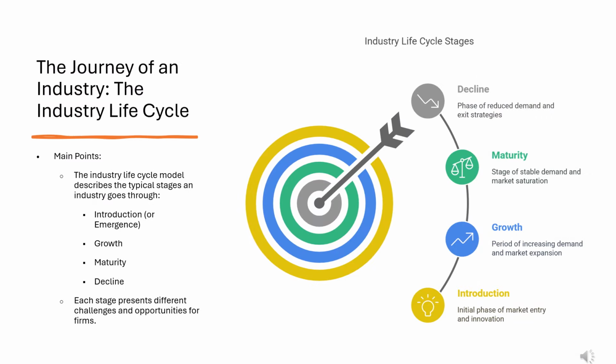This slide also introduces the industry life cycle model as a well-known framework for understanding industry evolution. It outlines the four primary stages that industries typically experience. The introduction or emergence stage, characterized by low sales or market penetration. The growth stage, marked by rapid market expansion. Maturity stage, where growth slows and competition intensifies. And the decline stage, characterized by decreasing demand and market contraction.